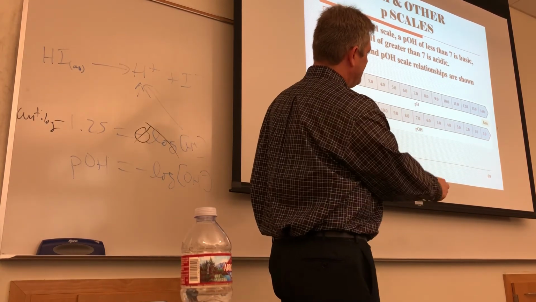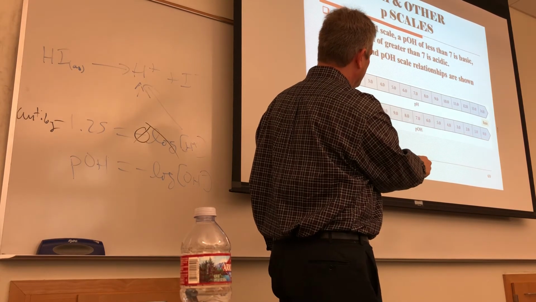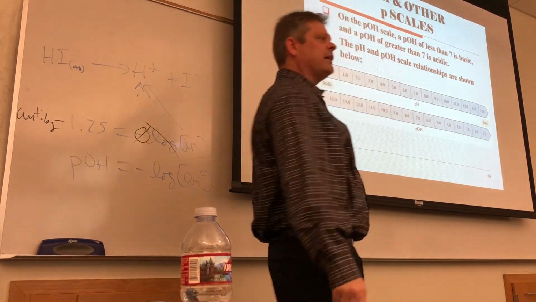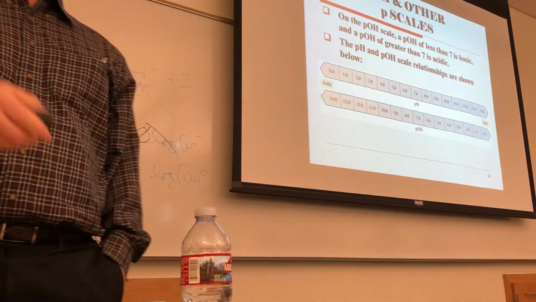That's all it's saying. At the lower end here, it's more basic if it's the pOH. At 7, it's still neutral. And higher is going to be more acidic. They just invert, that's all. The scales invert from pH to pOH, which should make plenty of sense.